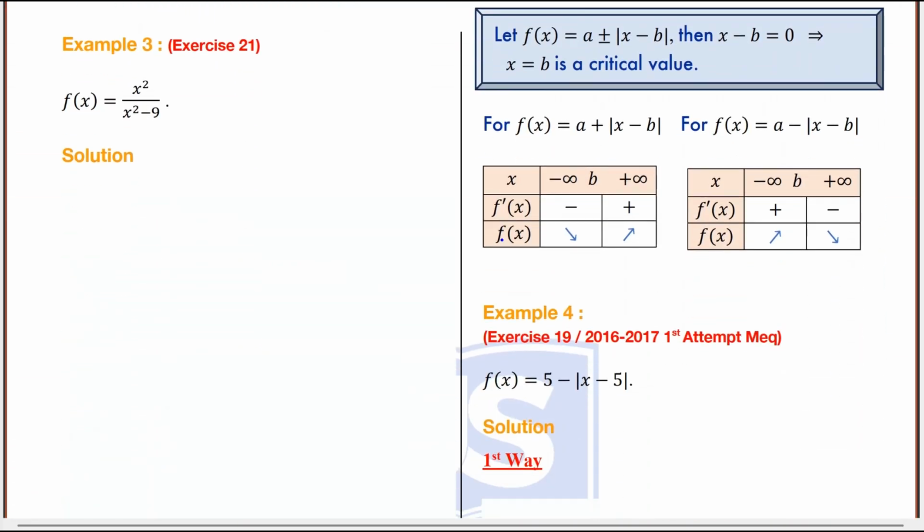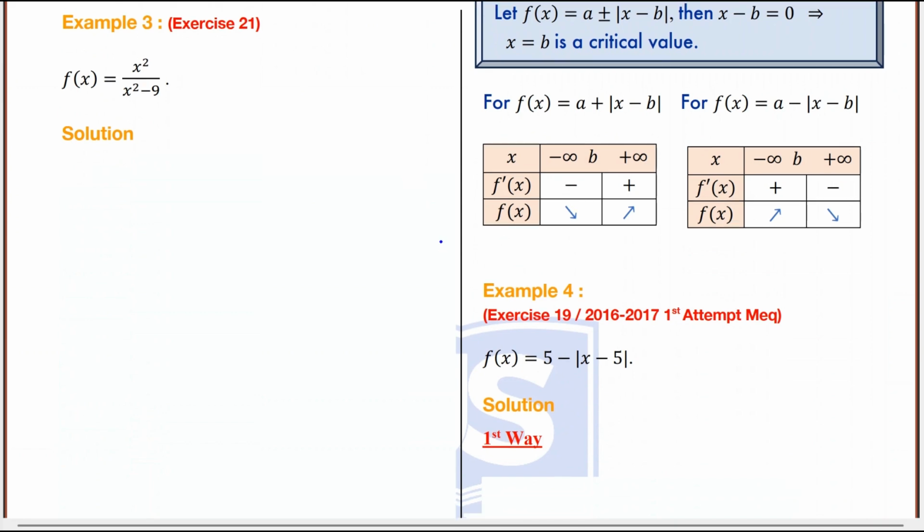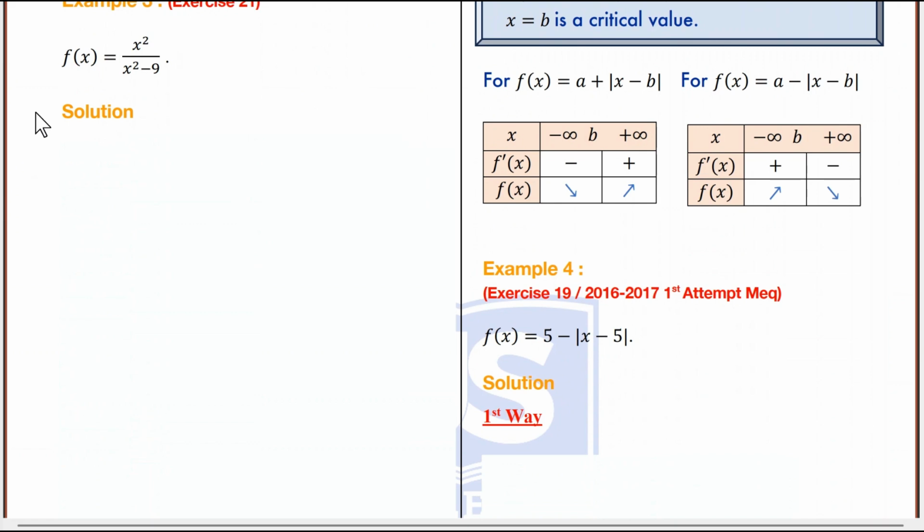Another rational function. Okay, let's find critical values first by finding the derivative. F prime of x equals derivative of top 2x times bottom x squared minus 9, minus top x squared times derivative of bottom 2x, over square of the bottom, x squared minus 9 squared.